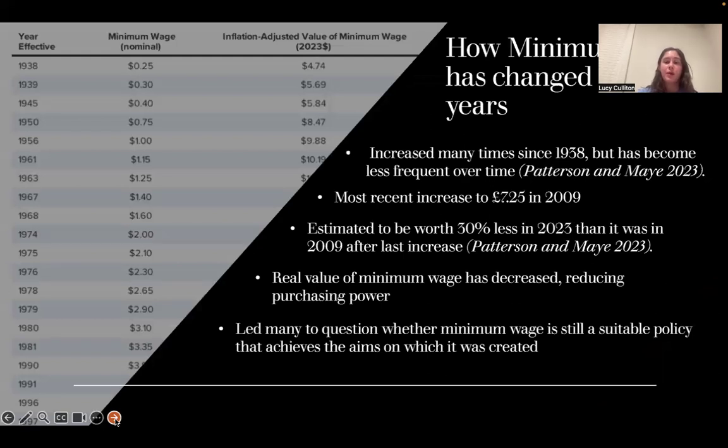So how has the minimum wage changed over the years? It's increased many times since 1938, but increases have become less frequent over time. The most recent increase was to $7.25 in 2009, which is estimated to be worth 30% less now in 2023 than it was when the increase happened. So while the nominal value of the minimum wage has been increasing, the real value of the minimum wage has decreased, reducing purchasing power. And this has led many to question whether minimum wage is still a suitable policy that achieves the aims on which it was created.